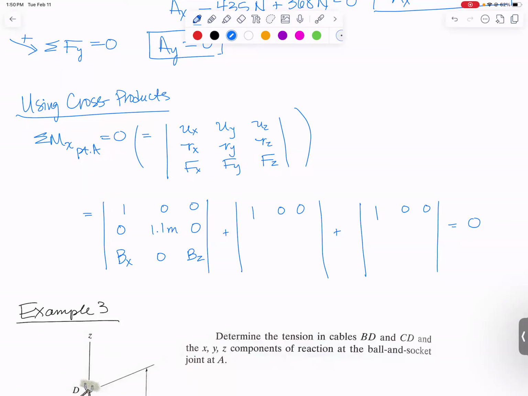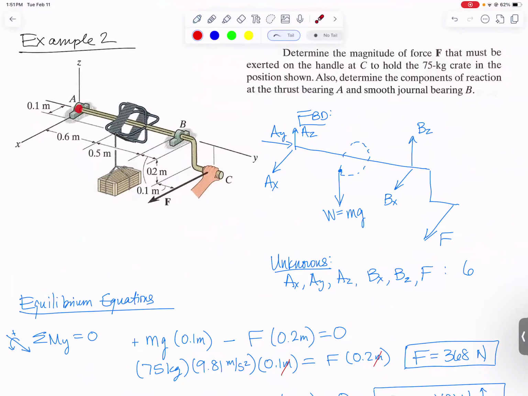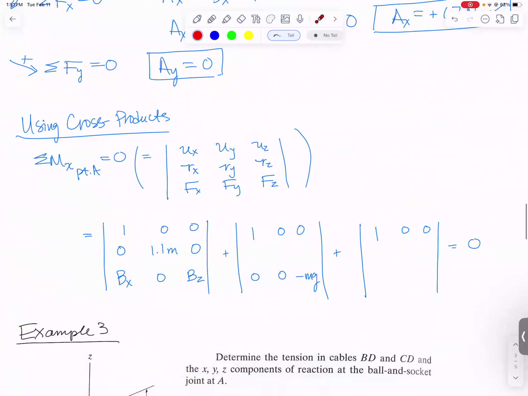Next, we need to deal with that weight. The weight was in the z direction, 0, 0, minus mg. It was pointed straight down in the z direction. Now we need a position vector that gets us from point A to that downward force. To do that, we have to go 0.6 meters in the y direction and 0.1 meter in the x direction. So we put in here 0.1 meters, 0.6 meters, and then 0, because we didn't have to go up or down at all to get to that force.